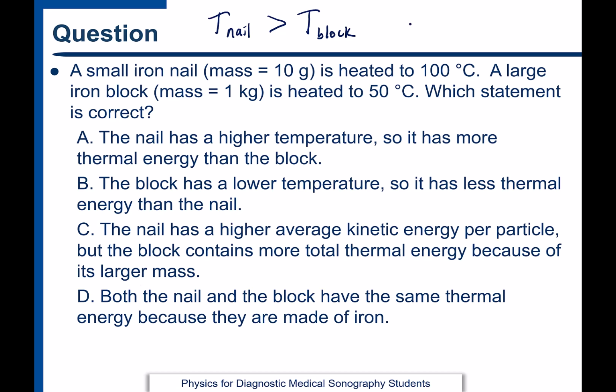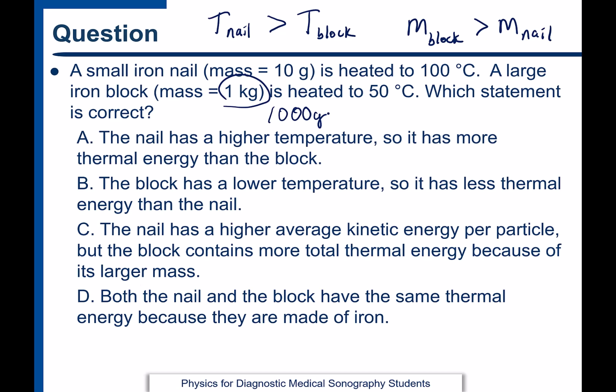But I can also see that the mass of the block is greater than the mass of the nail. And it's significantly greater, right? 1 kilogram, remember, is 1,000 grams. So that's 100 times as much mass as the nail. And so you can probably see where this one's going. Let's look through the answers.